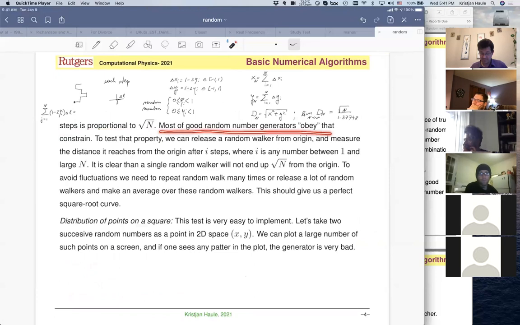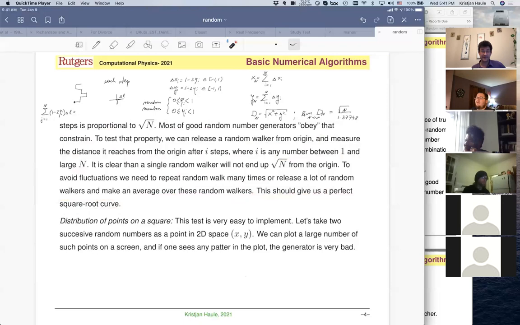So what do we do to test this property? We can release a random walker from the origin and measure the distance it reaches from the origin after i steps, where i is any number between one and large n. It is clear that a single random walker will not end up at square root of n from the origin. However, we can avoid fluctuations if we repeat the random walk many times, or if we generate a very large set of random walkers and take the average over all these random walkers. So this should give us a perfect square root curve.